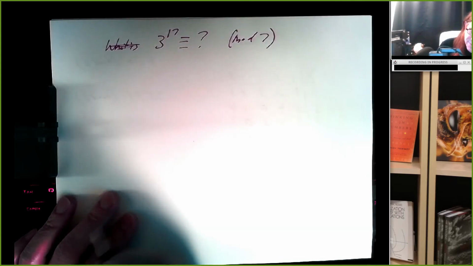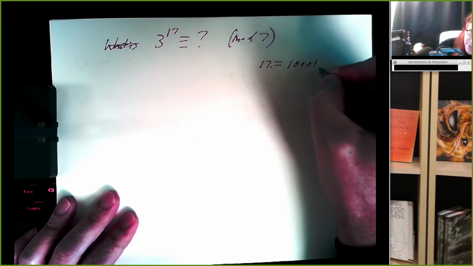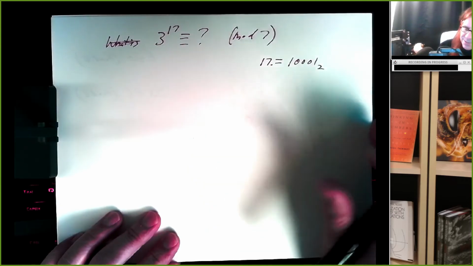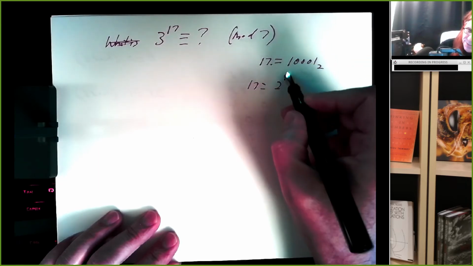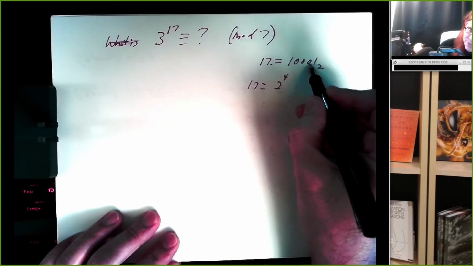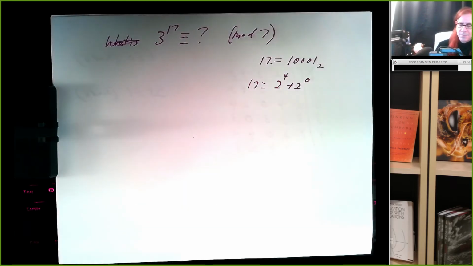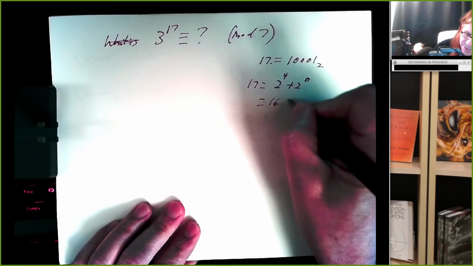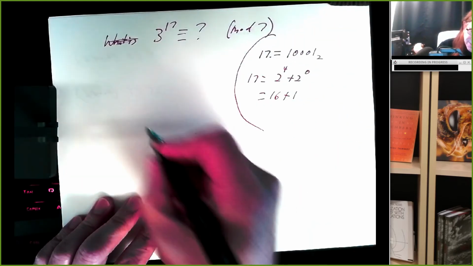This is based on the observation that if we take the number 17 as a decimal number, we can write it in binary like this. And what is this binary representation all about? It's basically saying that 17 equals 2 to the 4th, that's the weight of this position, plus nothing times 2 cubed, nothing times 2 squared, nothing times 2 to the 1st, plus 2 to the 0. Or if you like, it's just 16 plus 1. So we do the following small set of calculations.